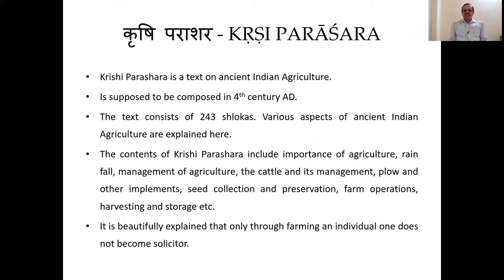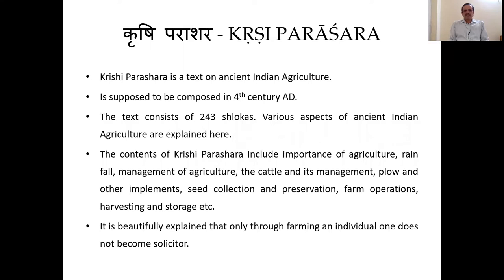And when we consider the Krishi Parashara text, it is a text on ancient Indian agriculture. It is supposed to be composed in the 4th century AD. The structure of the text is that it has 243 shlokas. Various aspects of Indian agriculture are explained in Krishi Parashara.